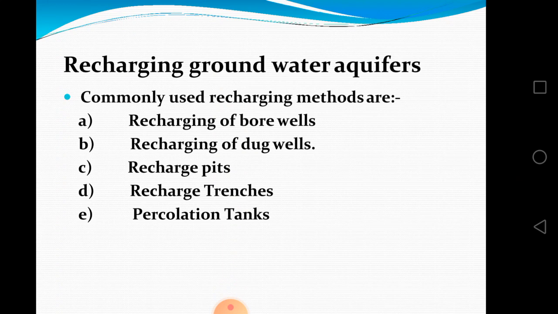Another one is recharging groundwater aquifers. This is also one of the techniques we should use for recharging groundwater. Aquifer recharging is very important to increase the groundwater table, and how we can improve the groundwater table and increase the recharge. As per rainwater harvesting, different techniques we have studied are available, and some of the important techniques are as we decided.